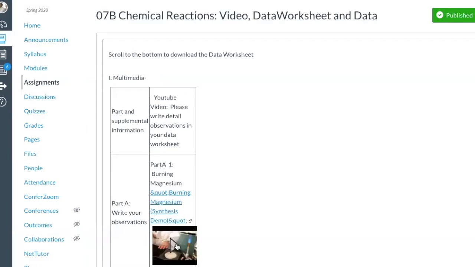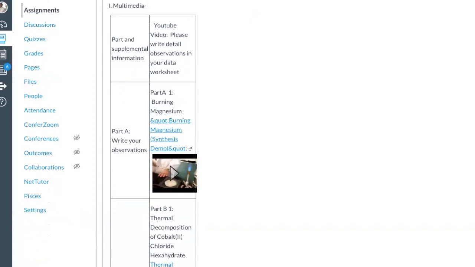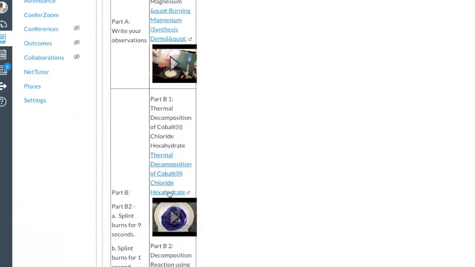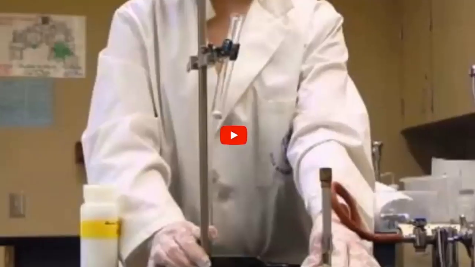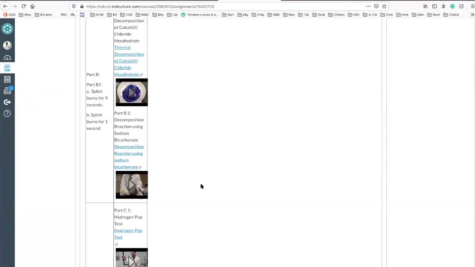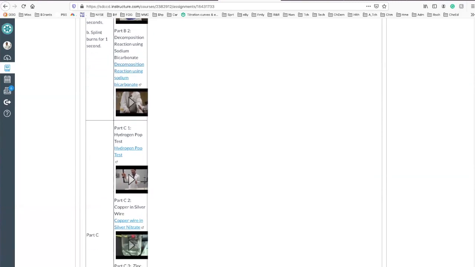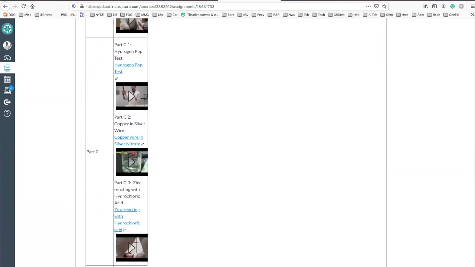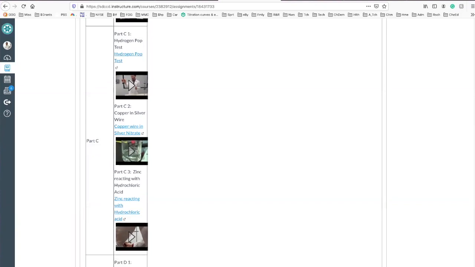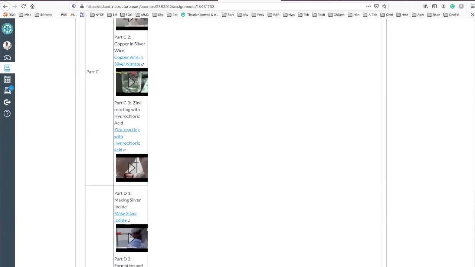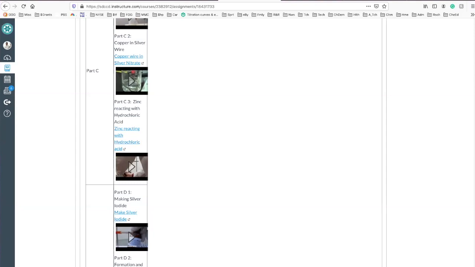This is part A. That's magnesium burning. This is part B. There's two parts: the decomposition of cobalt chloride and the decomposition of baking soda. And this is that video right here. Okay. Then part C, hydrogen pop test, copper in silver wire, zinc reacting with hydrochloric acid. Part D, making silver iodide. This is that cool experiment I showed you, I talked about earlier. Formation of the silver phosphate right here.